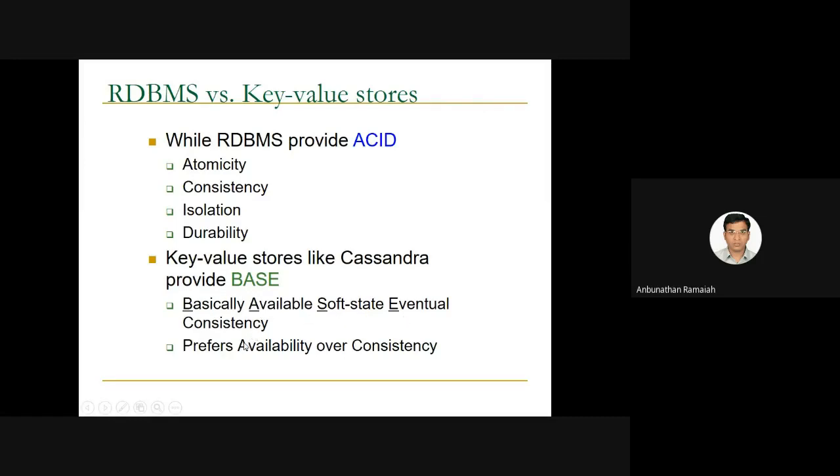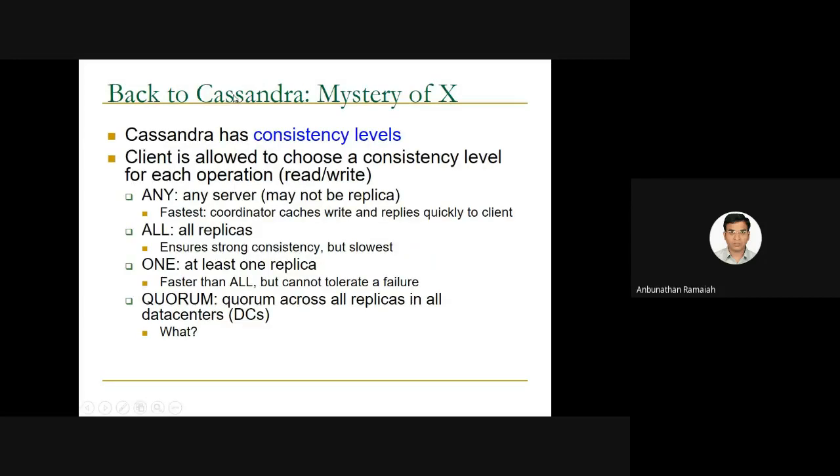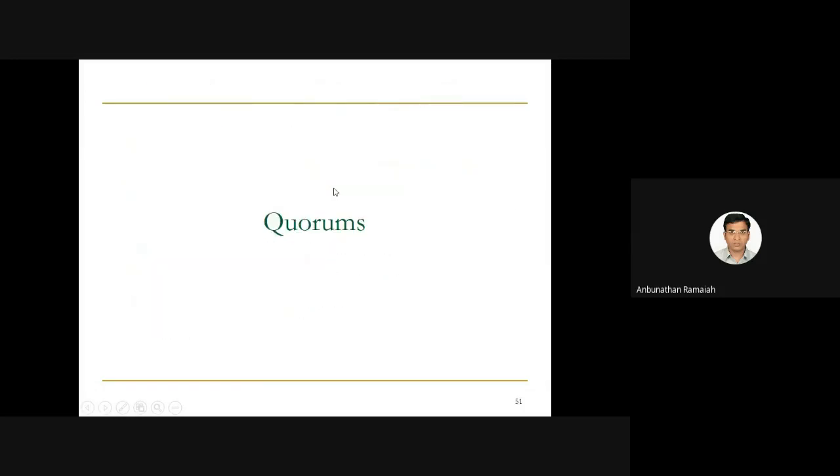So what is eventual and strong? That we'll discuss in the subsequent slides. Back to Cassandra. So Cassandra has consistency levels. What we saw in the last 2-3 slides, the X can be any server. You can save in any server, or all servers, or one server, or quorum. What do you mean by quorum? How it is decided, we'll see in the next slides.